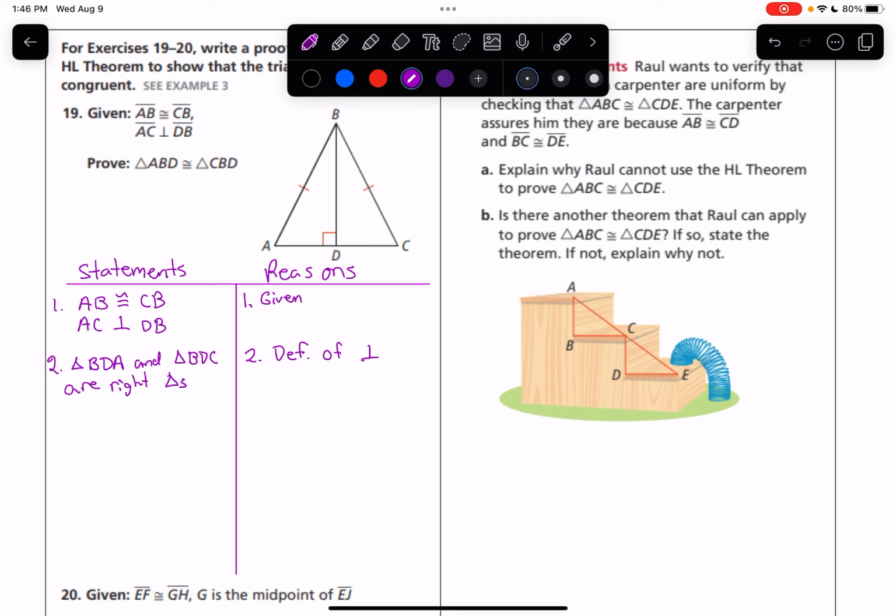Once we know that those are right triangles, we also know that BD is congruent to BD by the reflexive property. BD, a leg, is congruent to BD, a leg, and that is by the reflexive property.